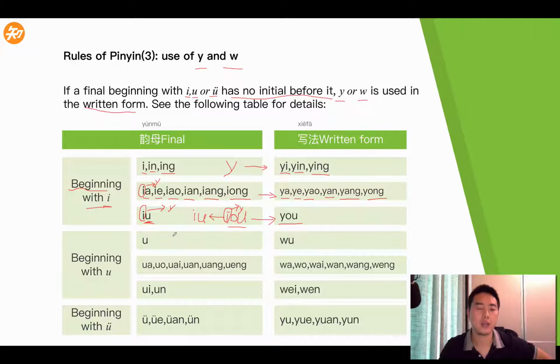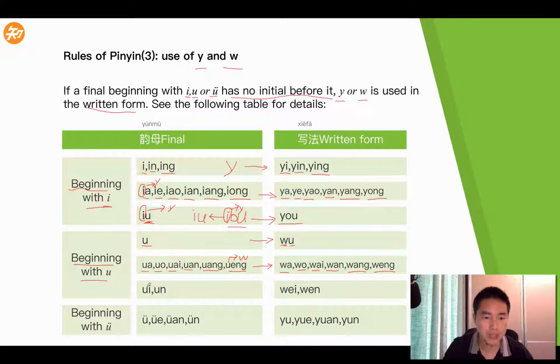Okay, now we are going to the second big group that is beginning with the u. Firstly is u itself. So for u itself, we need to add the initial W before the final u. The second group is wa, wo, wai, wan, wang, weng. So we just change the final u into the initial w like this. So it becomes wa, wo, wai, wan, wang, weng.